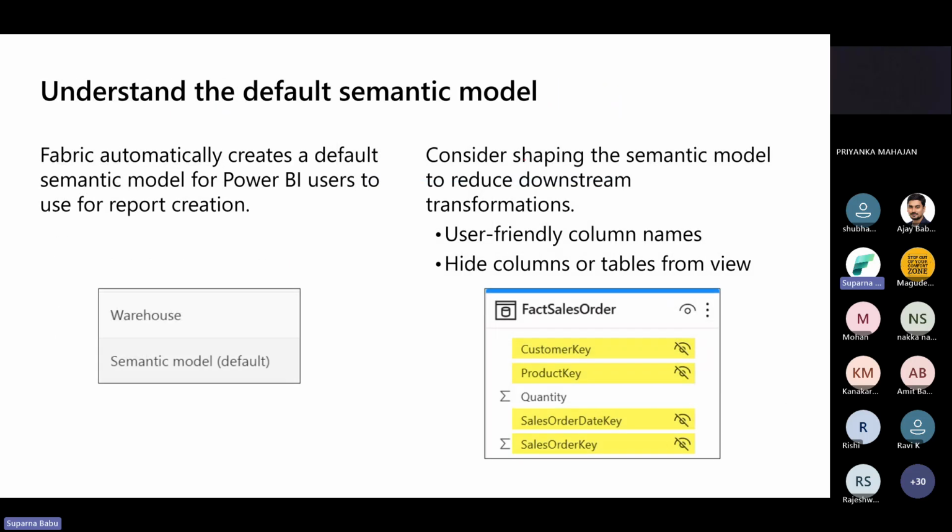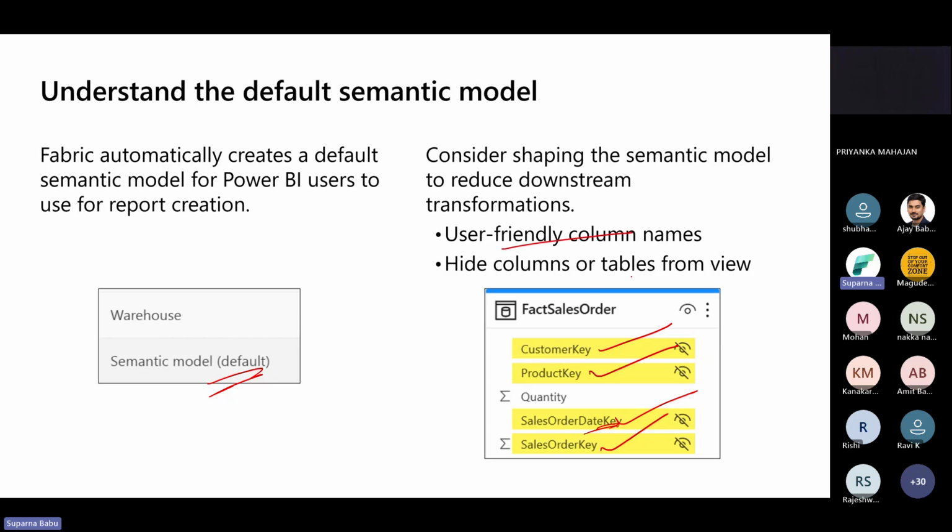Fine. Now let's understand the semantic model. Once you build the relationship between the fact and dimensions, and you create a warehouse, it by default creates a semantic model. In that semantic model, see here, there are some key columns: customer key, product key, sales order key, sales order date key. Here you can use friendly column names, and hide columns or tables from view.